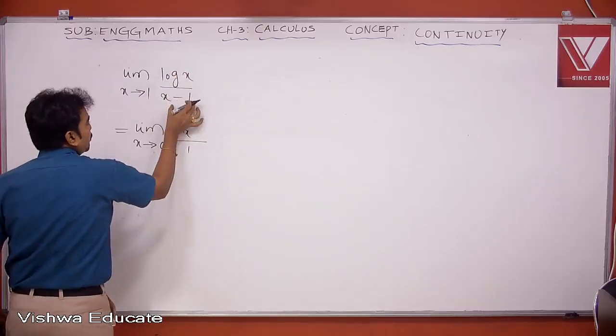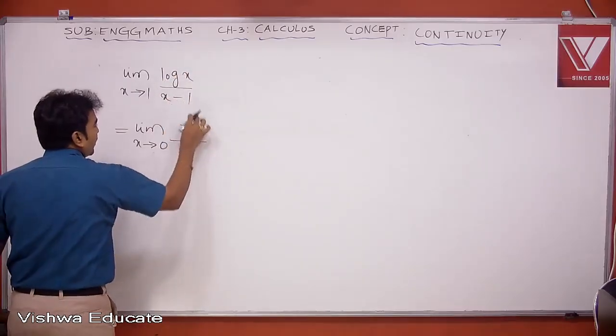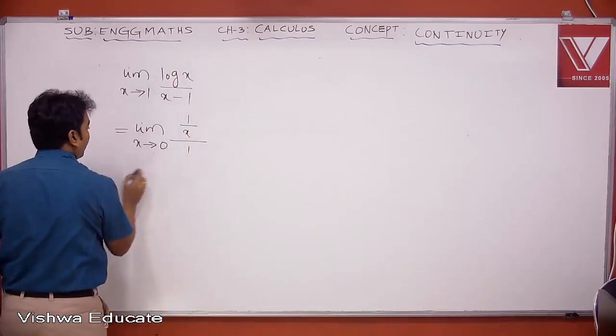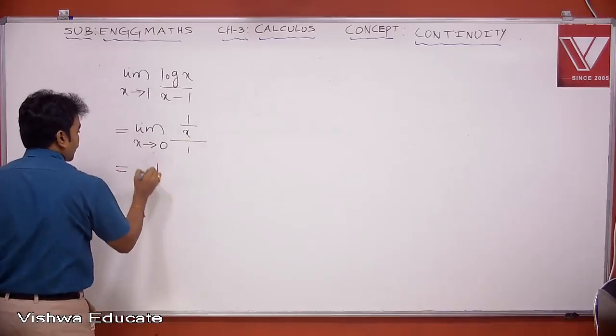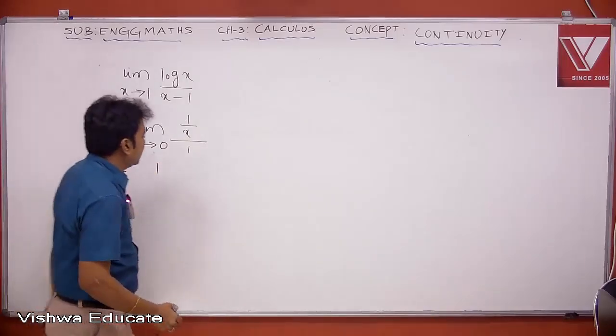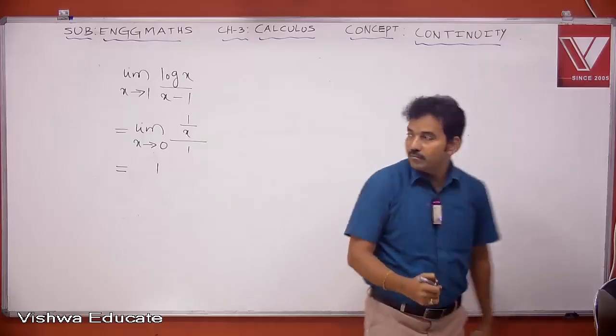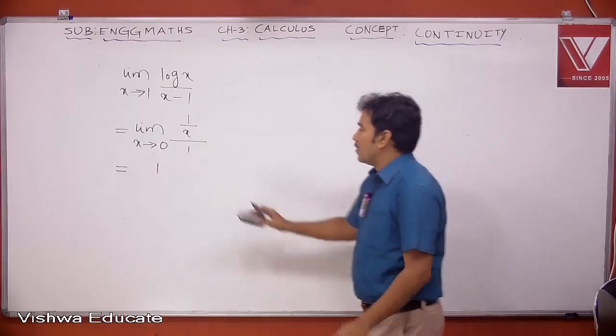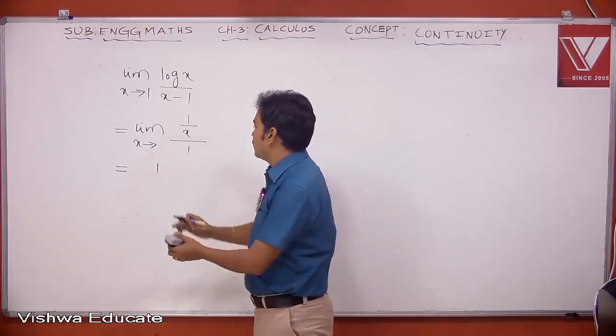This is f of x, g of x. So 1 by x is the derivative of this and 1 is the derivative of x minus 1. Now replace x by 1. The result is 1. This is for x tends to 1.